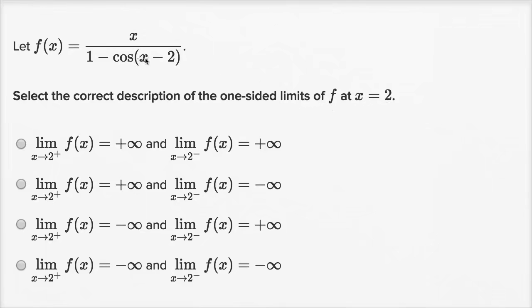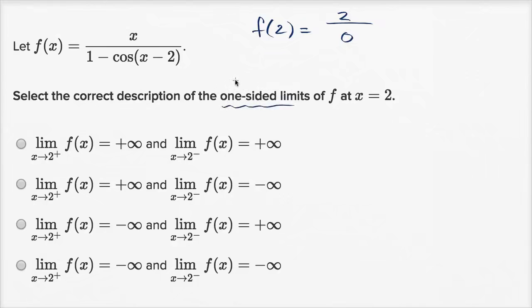And we see that right at x equals 2, if we try to evaluate f of 2, we get 2 over 1 minus cosine of 2 minus 2, which is the same thing as cosine of 0. And cosine of 0 is just 1. And so 1 minus 1 is 0. And so the function is not defined at x equals 2. And that's why it might be interesting to find the limit as x approaches 2, and especially the one-sided limits.